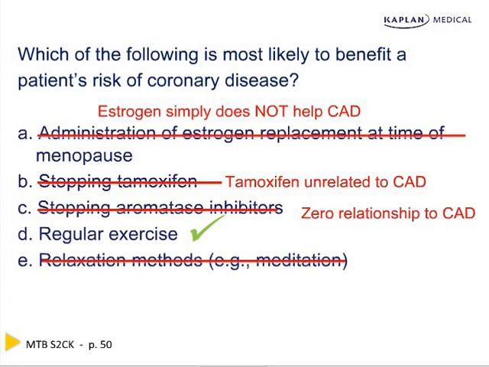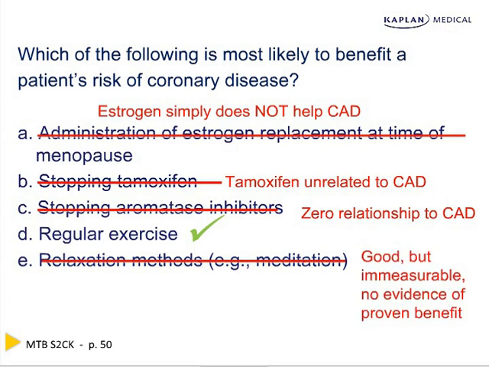And relaxation methods, well, we all should relax. The problem is it's almost impossible to define. It's a very nice idea, but what exactly does relaxation mean? No one can define it. And it can't be measured, so therefore, since you can't measure it and you can't define it, it's been impossible to study to know reproducibly whether relaxation methods really lower a risk of coronary disease.